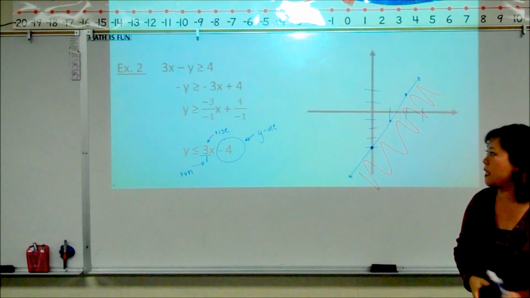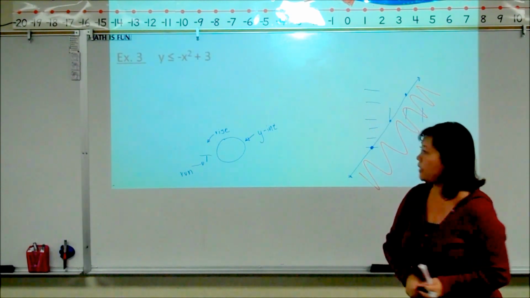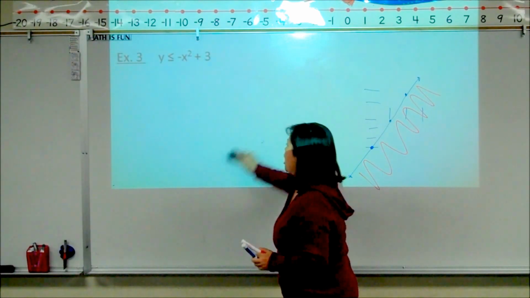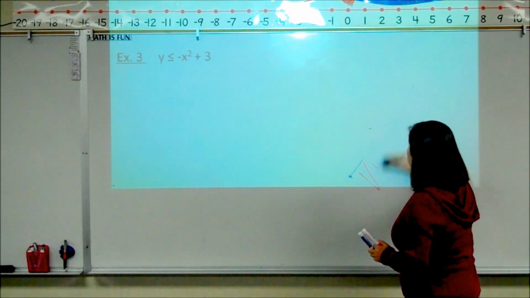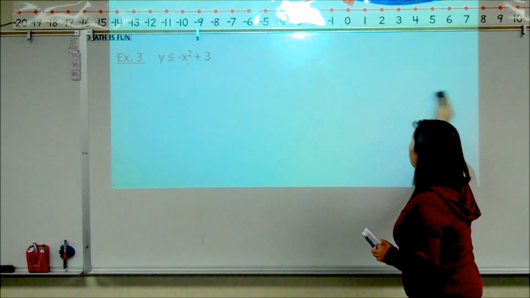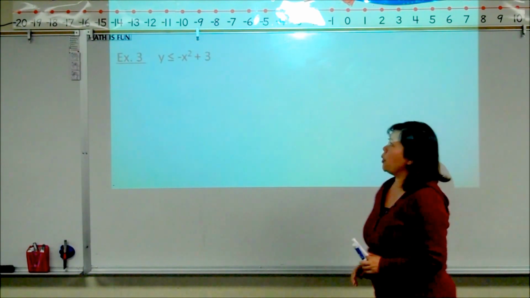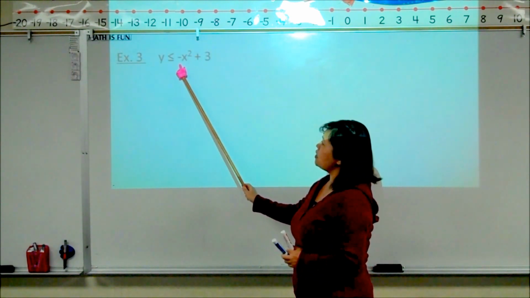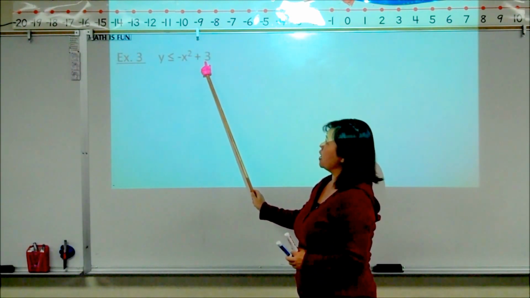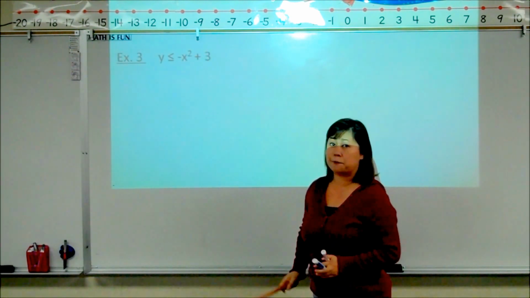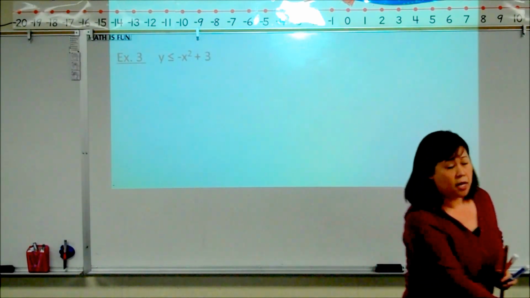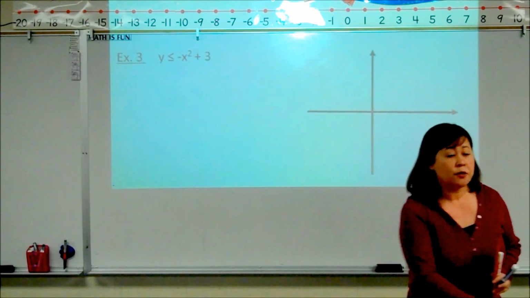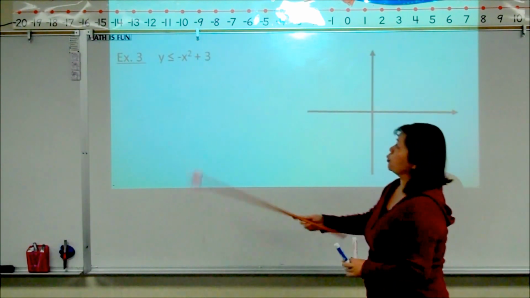Now let's try another example. Example 3. I have a little bit different shape right there. I kind of want to introduce that part too, because if we come to that part, we need to graph that out. So I have y is less than or equal to negative x squared plus 3. So the negative x squared, that's a different shape. It's not a linear equation. It's going to be a quadratic equation, which then gives me a parabola. Okay?